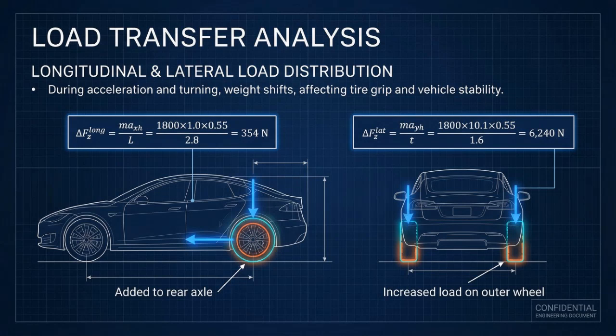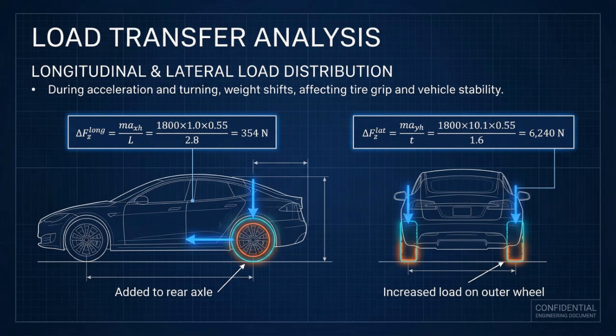Now we look at how weight shifts during motion. First, longitudinal load transfer happens because of acceleration. It is calculated as delta Fz longitudinal equals mass times longitudinal acceleration times CG height, divided by wheelbase. For this vehicle, that gives 354 newtons, which is added to the rear axle during acceleration.